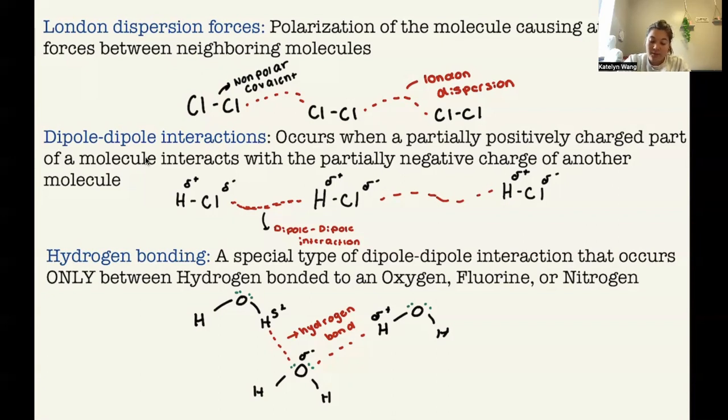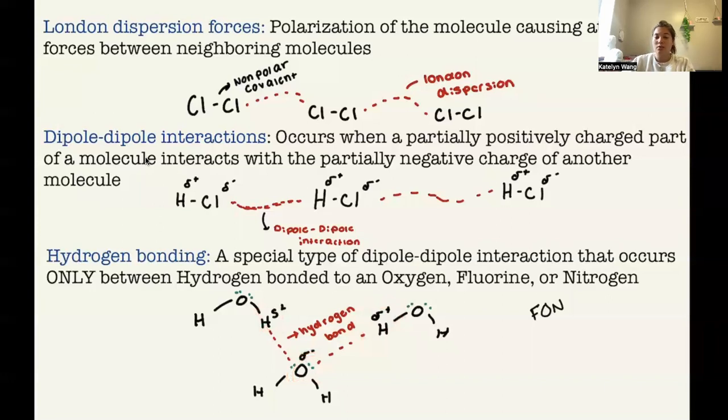Then finally, hydrogen bonding is a special type of dipole-dipole interaction that occurs only between hydrogen bonded to oxygen, fluorine, or nitrogen, or as I like to talk about it, FON, or F-O-N. This is the strongest, and the most common example of this is water. So you're going to see a partially positive H in H2O creating a hydrogen bond with the partially negative oxygen.